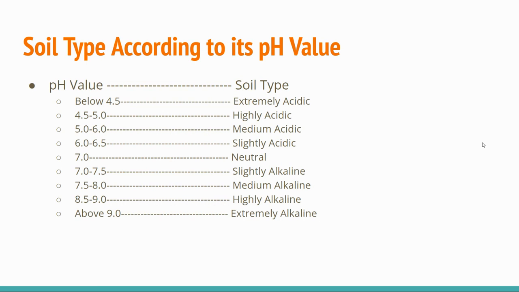All right, so here you can see the soil types based off pH value. And it would go with what you think. Below 4.5 is going to be extremely acidic, and above 9.0 is going to be extremely alkaline, which is basic. You can feel free to write those in your notes, but it just kind of categorizes the pH of the soil.